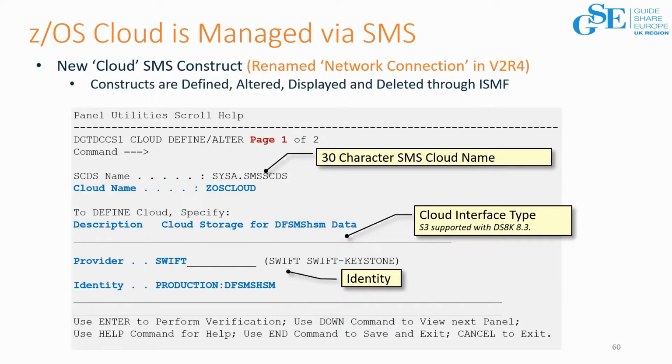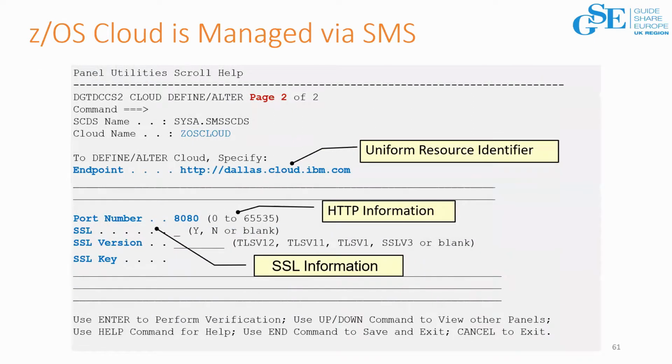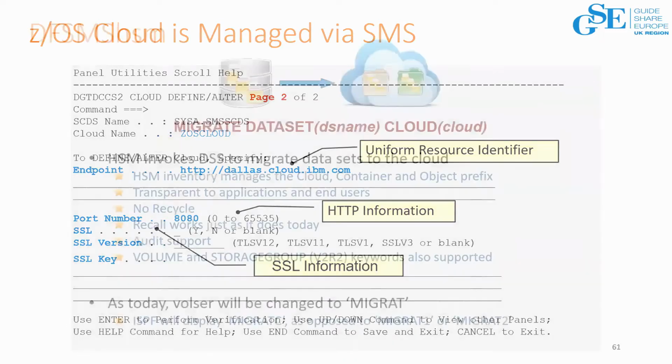This shows the ISMF panel that is used to define a network connection to a cloud, and you enter the SMS cloud name, cloud interface type, and the identity to use when authenticating with the cloud. And here on the second page, there's space to specify a URI, port number, as well as SSL information used when communicating with the cloud.